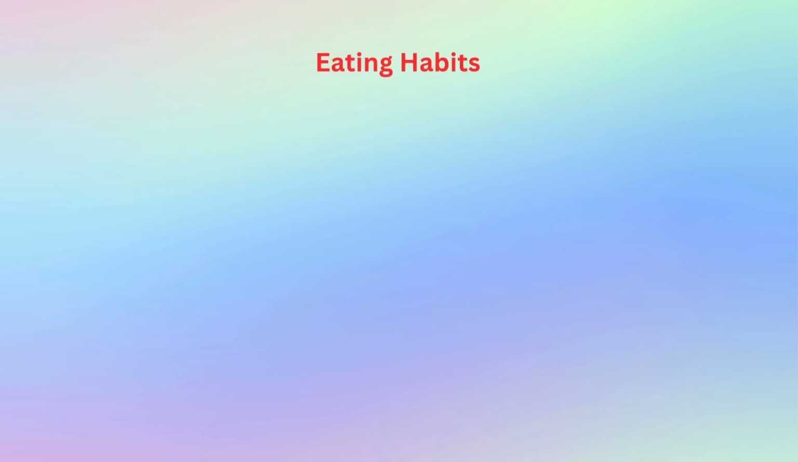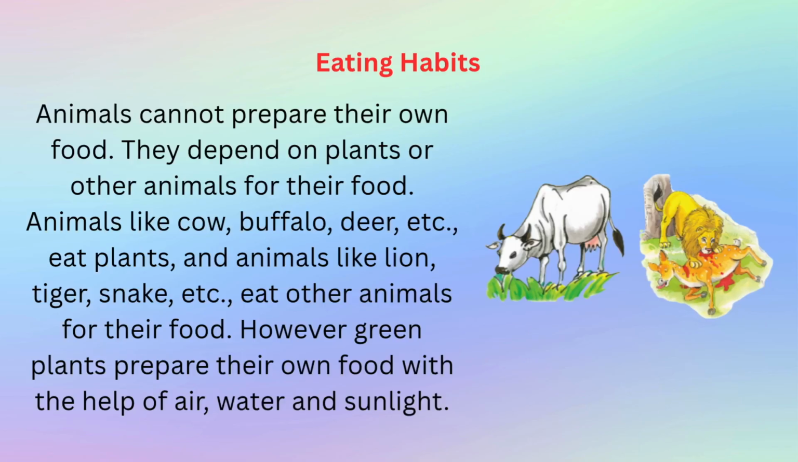Eating habits. Animals cannot prepare their own food. They depend on plants or other animals for their food. Animals like cow, buffalo, deer, etc., eat plants, and animals like lion, tiger, snake, etc., eat other animals for their food. However, green plants prepare their own food with the help of air, water and sunlight.